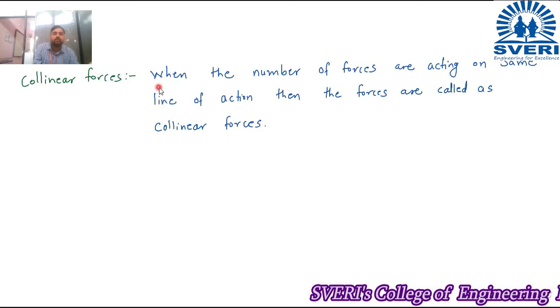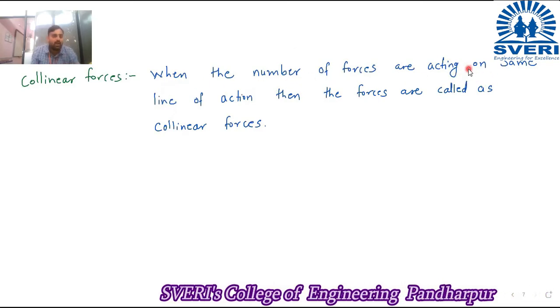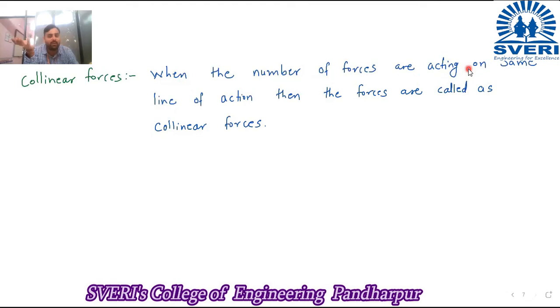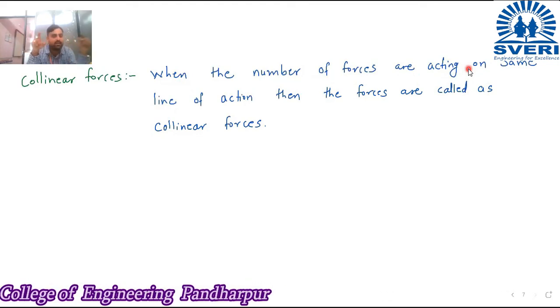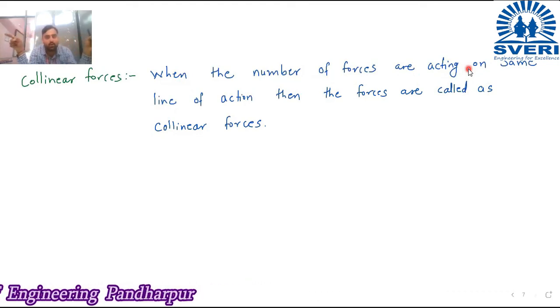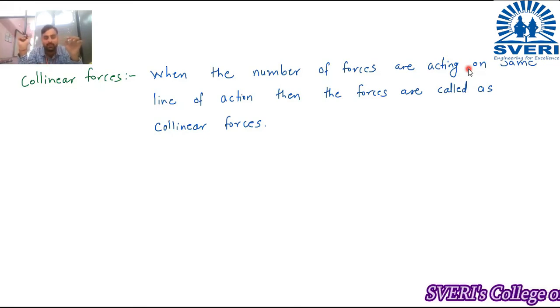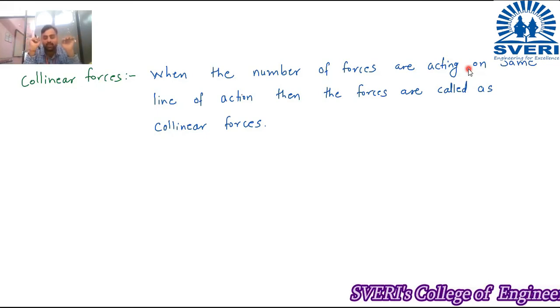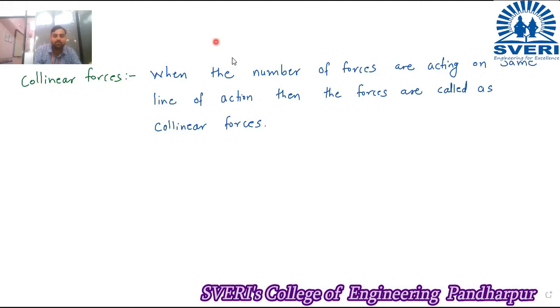Very easy. When the number of forces are acting on the same line of action. I have just explained to you what is line of action. When a force is there, if you extend its head and its tail, a dotted line you can draw. That line is nothing but the line of action of that force. So when the number of forces are acting on the same line of action, then the forces are called as collinear forces. So I will draw here collinear forces.